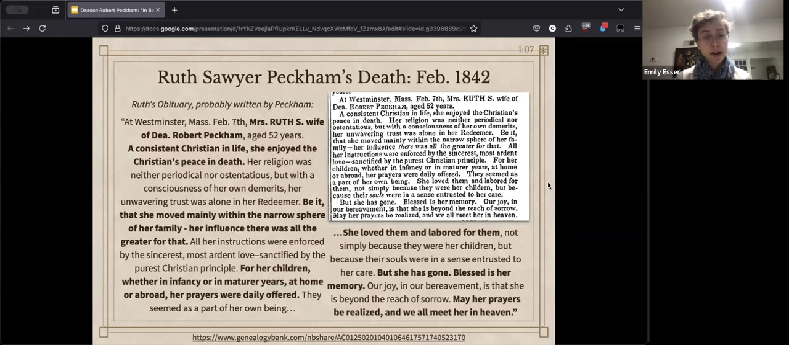Be it that she moved mainly within the narrow sphere of her family, her influence there was all the greater for that. All her instructions were enforced by the sincerest, most ardent love, sanctified by the purest Christian principle. For her children, whether in infancy or in maturer years, at home or abroad, her prayers were daily offered. They seemed as a part of her own being. She loved them and labored for them, not simply because they were her children, but because their souls were in a sense entrusted to her care.